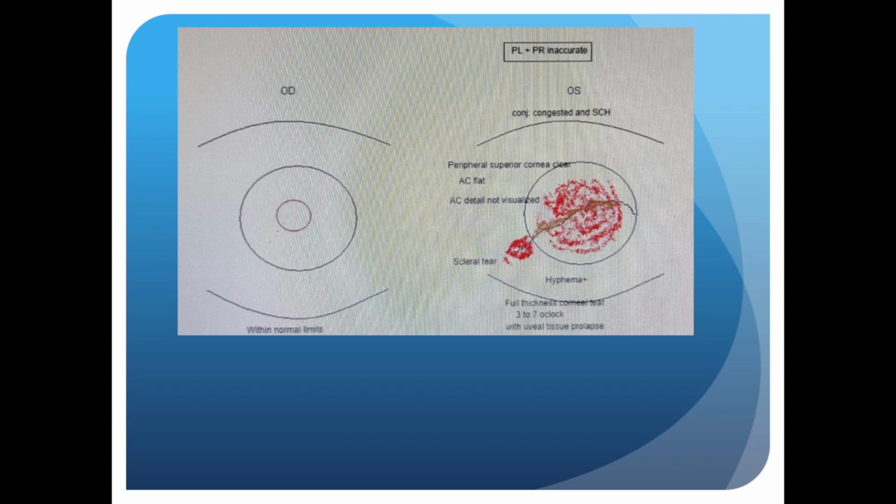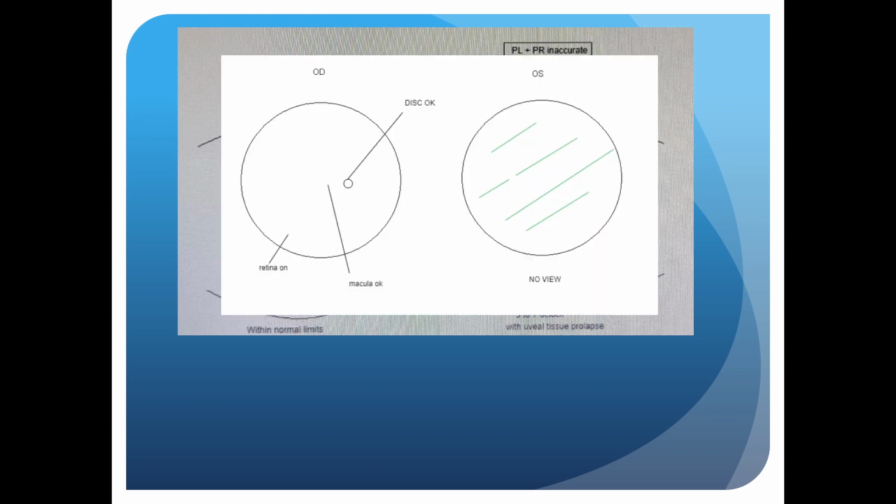The tear which was extending from 3 to 7 o'clock, involving the sclera part, along with full chamber hyphema. The fundus was not seen. Other eye fundus was normal. USG suggestive of total retinal detachment.